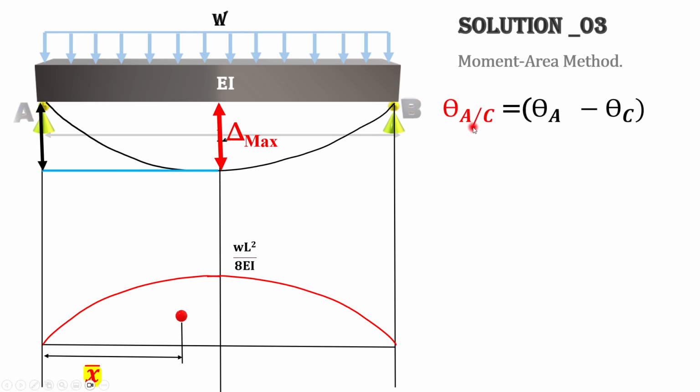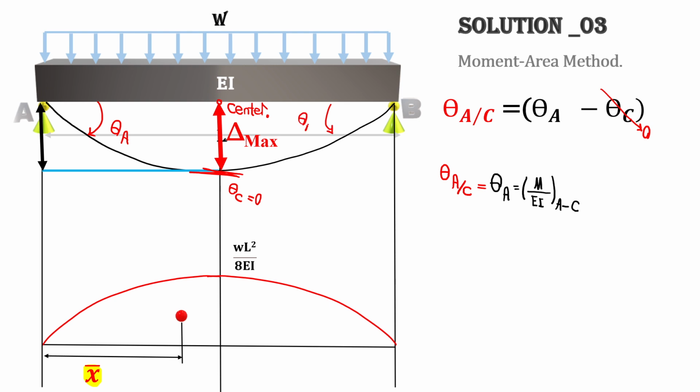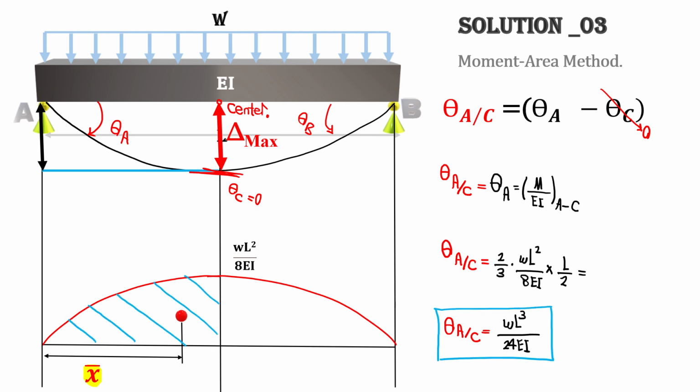And also theta A over C: we definitely know theta C is at the center. There is no slope. It's just 0. Theta C is equal to 0. So theta A over C is M over EI, and that's equal to theta at A. If we want to calculate the angle of bending or rotation at A or B, they are identical to each other. If you remember from the other methods, we get WL cubed over 24 EI. If you do the math, theta A over C is the area of this part, and that's nothing but 2/3 of WL squared over 8 EI times L over 2. This length is L over 2. So our theta A with respect to C, or theta A, is also equal to theta B. That's WL cubed over 24 EI.